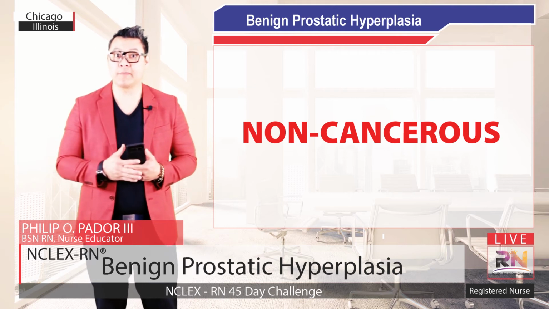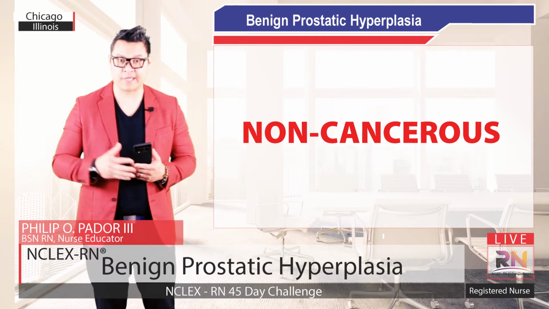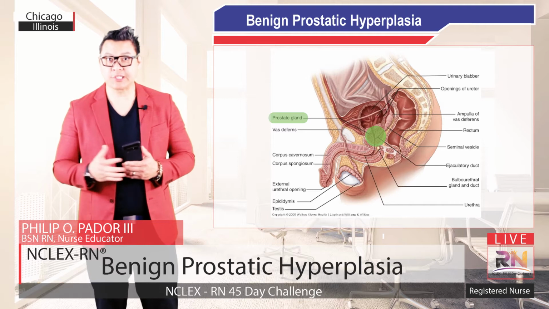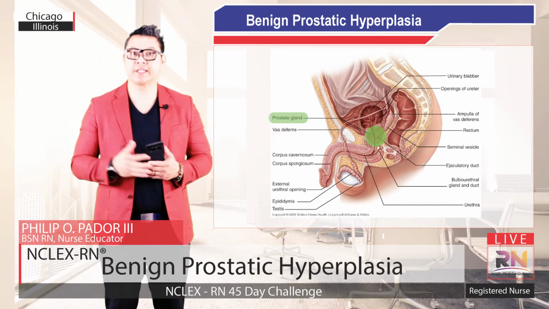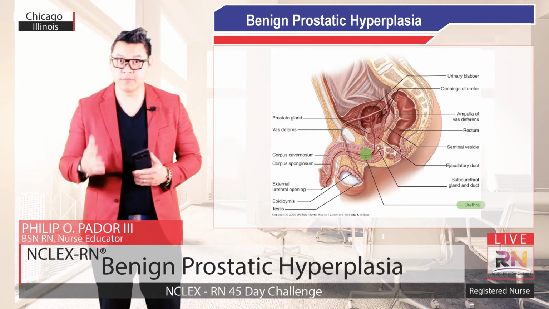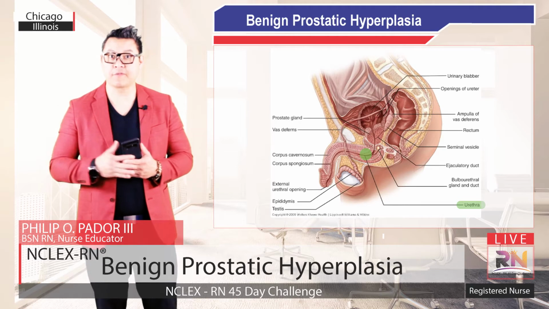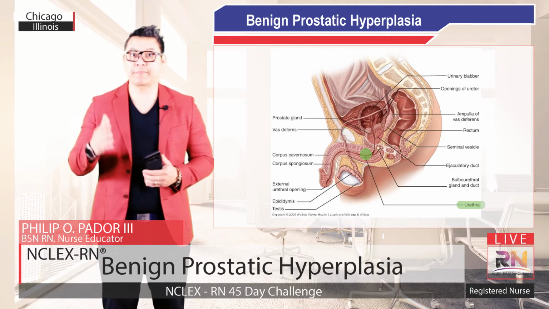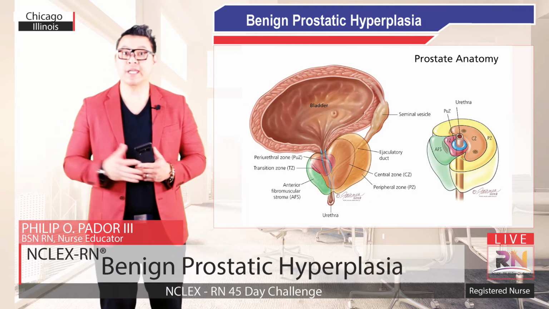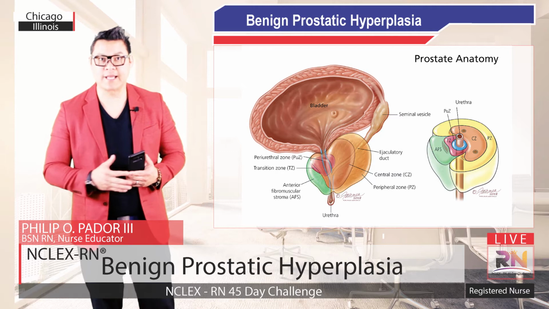This condition is common in men over 50 and it's often considered a normal part of aging. The prostate is a small gland about the size and shape of a walnut that sits under the bladder and in front of the rectum. The urethra, which is the tube through which urine leaves the bladder, goes through the prostate before reaching the penis. That part of the urethra is called the prostatic urethra.